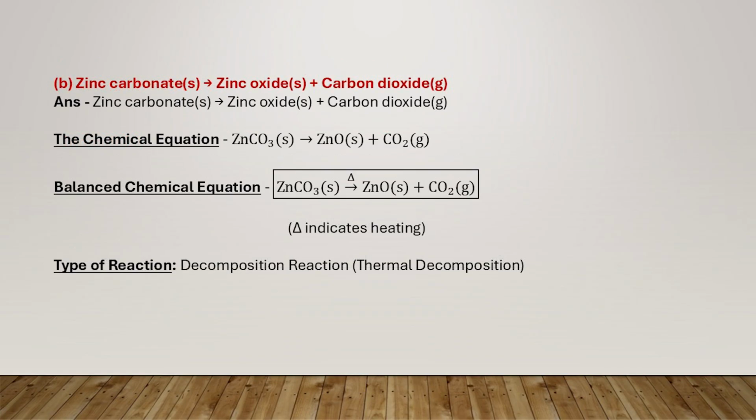B. Zinc carbonate gives zinc oxide plus carbon dioxide gas. The chemical equation: ZnCO3(s) → ZnO(s) + CO2(g). Balanced chemical equation: ZnCO3(s) →(Δ) ZnO(s) + CO2(g). Delta indicates heating. Type of reaction: decomposition reaction, thermal decomposition.